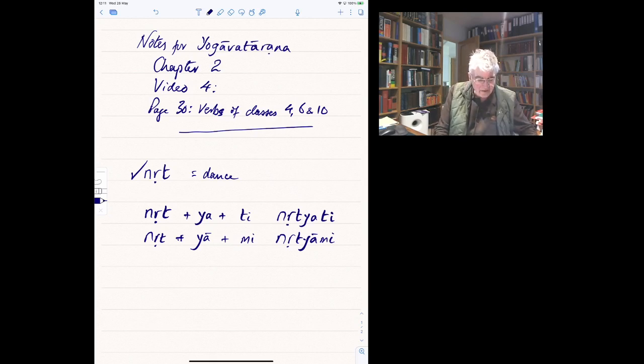So, nrityati, nrityataḥ, nrityanti, nrityasi, nrityathaḥ, nrityatha, nrityāmi, nrityāvaḥ, nrityāmaḥ. I'll write these out for you.